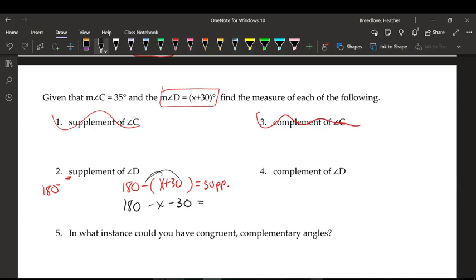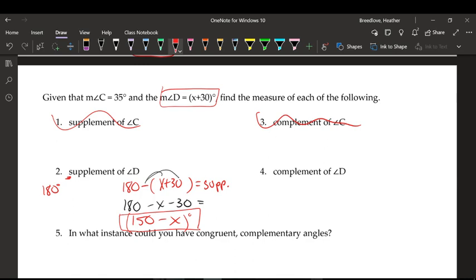That's called leaving it in terms of x. And that's fine for this problem. That's all I'm going to do. All I can do is put the 180 minus 30. 180 minus 30 is 150. And leave it as minus x. That equals the supplement. So I'm done. So 150 minus x degrees. So it looked real scary, but once you just treat it as a chunk, it's not that bad.